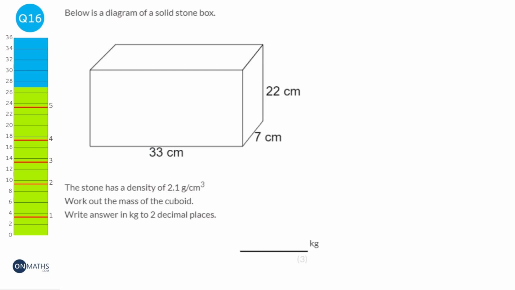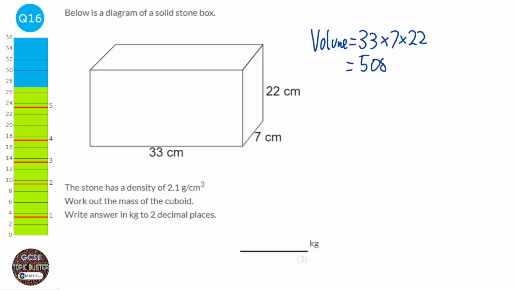To work out the mass, we will need to find the density and the volume. Density is given to us in the question, but volume isn't. So we need to work out what the volume of this cuboid is. So the volume is just the 33 times the 7 times the 22. So that would be 5,082. And that would be centimetres cubed.